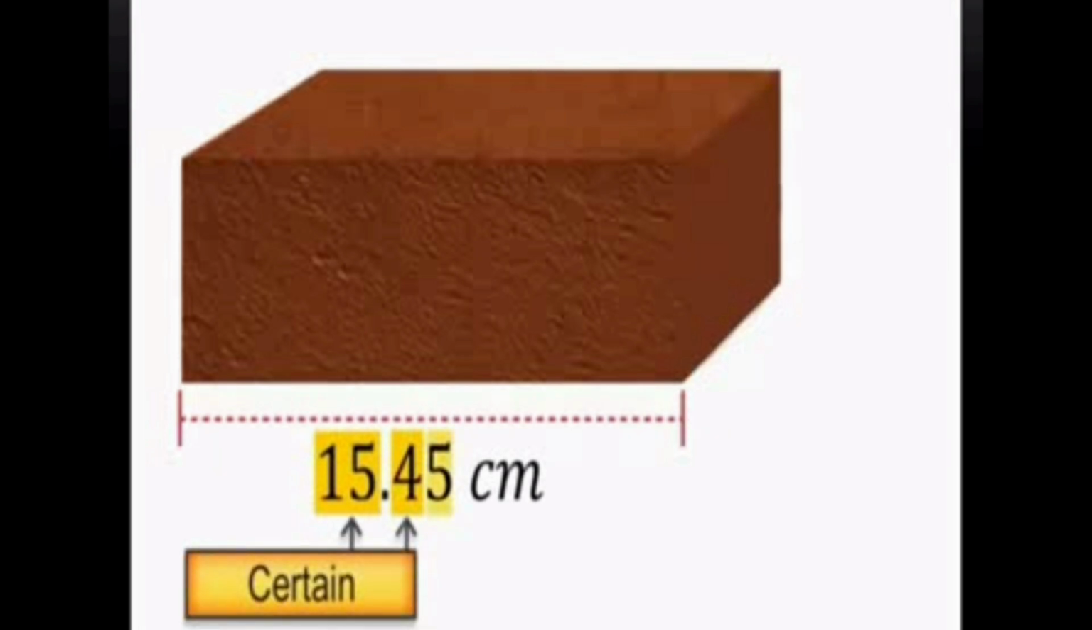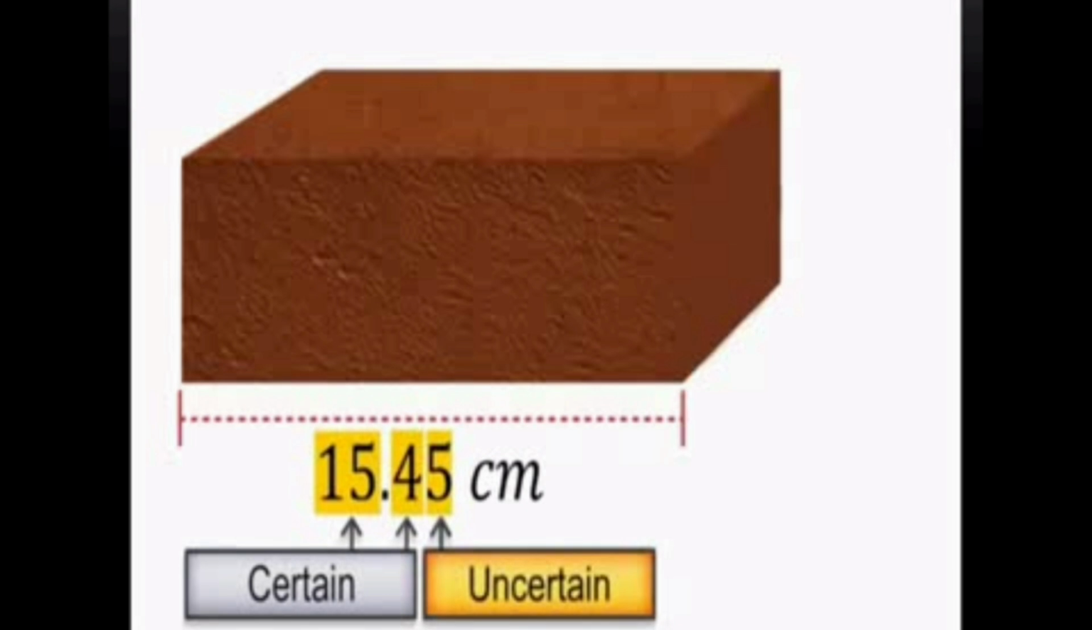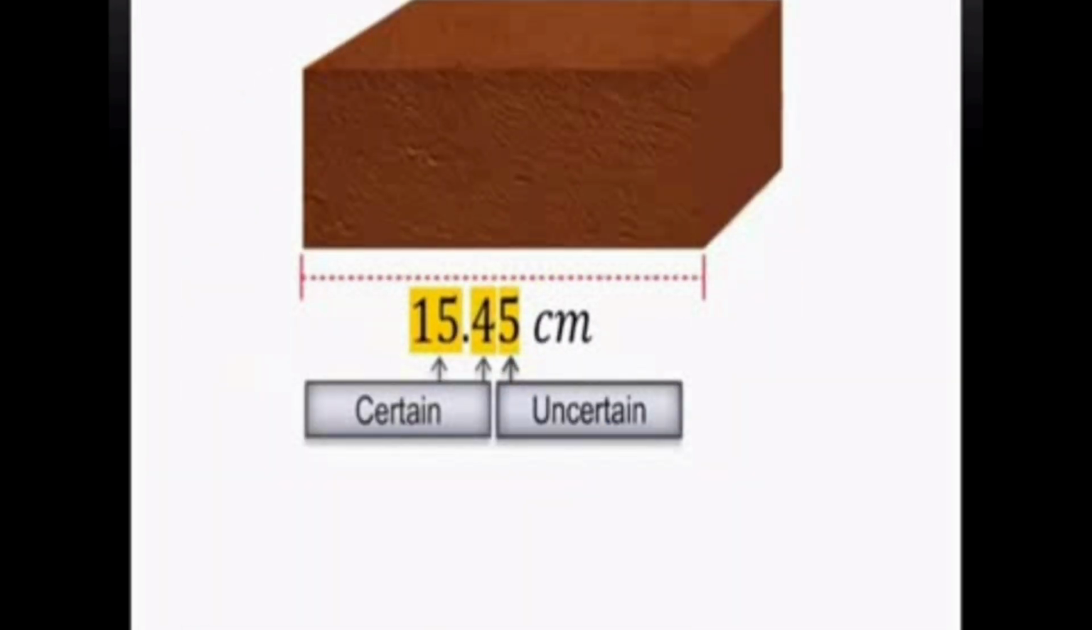So here the 15.4 is certain. It is not going to change. But we have a doubt on that last digit 5. That's called uncertain, because it may be a 4 or a 6. So we are roughly taking that reading. That's why we call it an uncertain value, 5. It may be a 4 or 6. We don't know that, so we are taking it as 5.